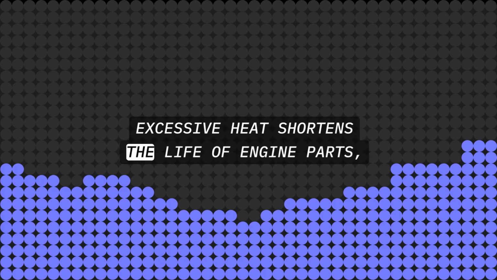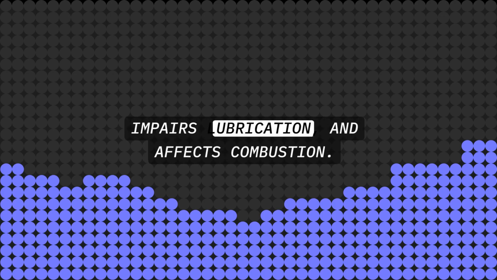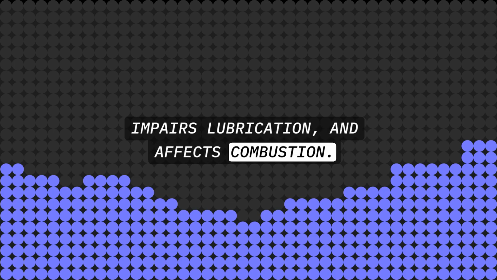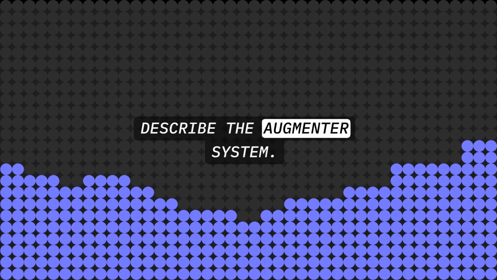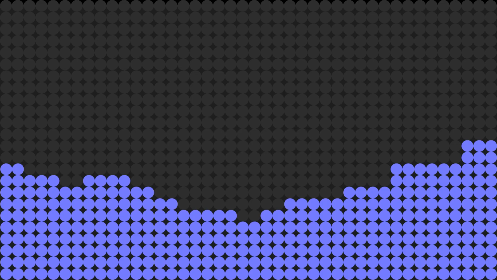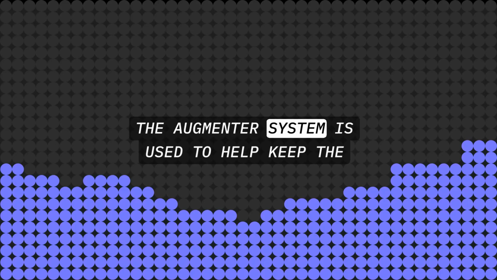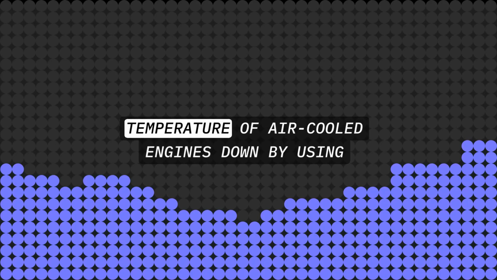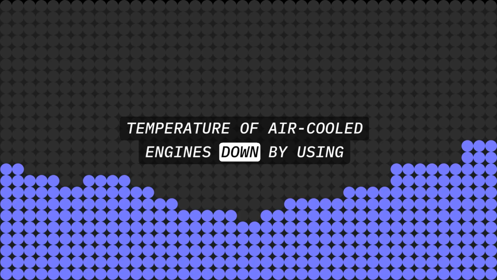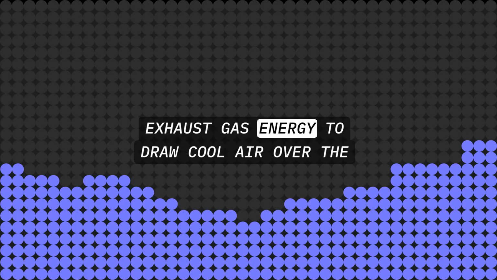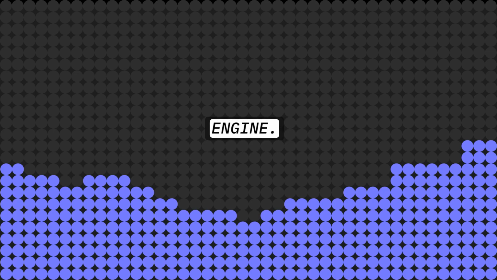What are the main reasons that excessive heat in a reciprocating engine is undesirable? Excessive heat shortens the life of engine parts, impairs lubrication, and affects combustion. Describe the augmenter system. The augmenter system is used to help keep the temperature of air-cooled engines down by using exhaust gas energy to draw cool air over the engine.